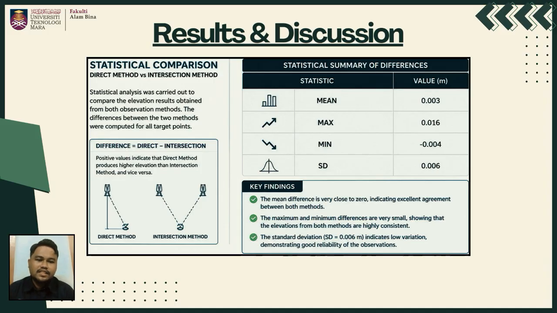For the key findings that we can conclude here, the mean difference is very close to zero, indicating excellent agreement between both methods. The maximum and the minimum difference are very small, showing that the elevations from both methods are highly consistent. The standard deviation indicates low variations, demonstrating good reliability of the observations.